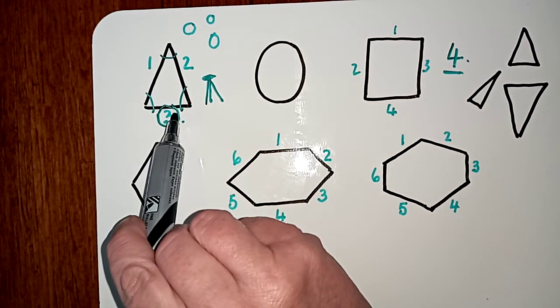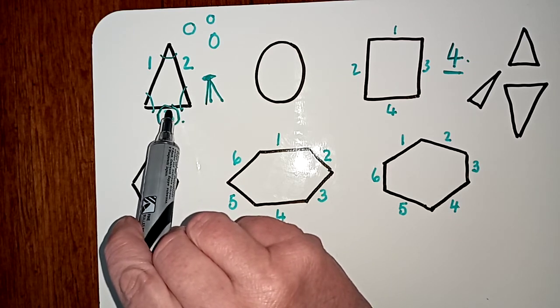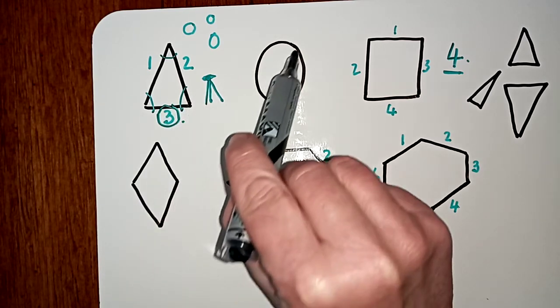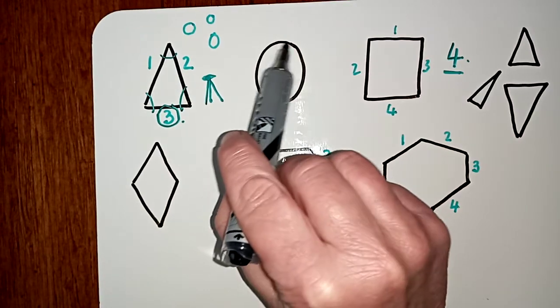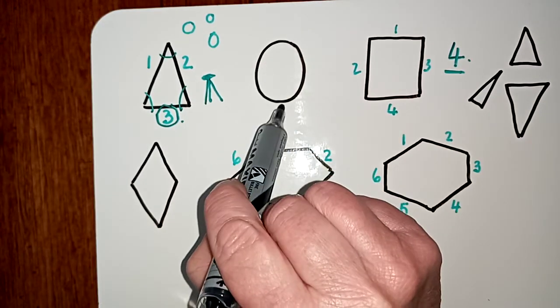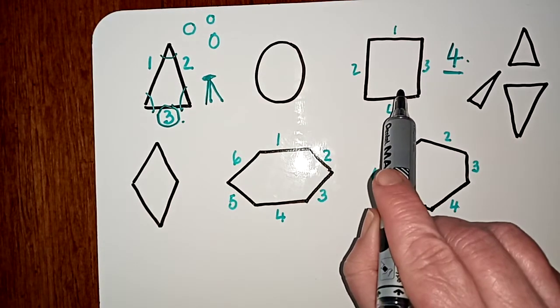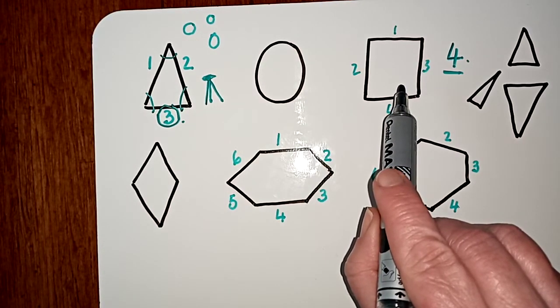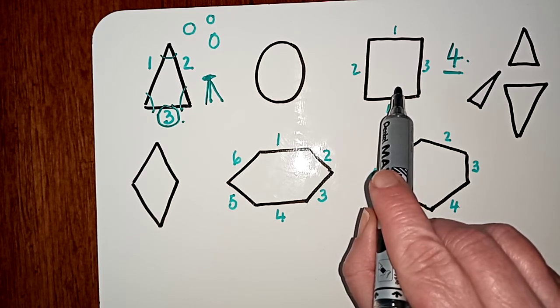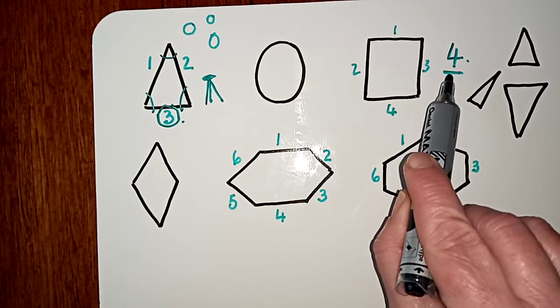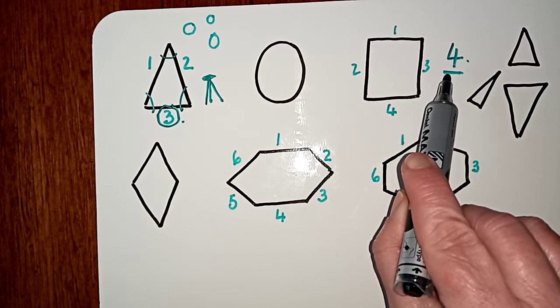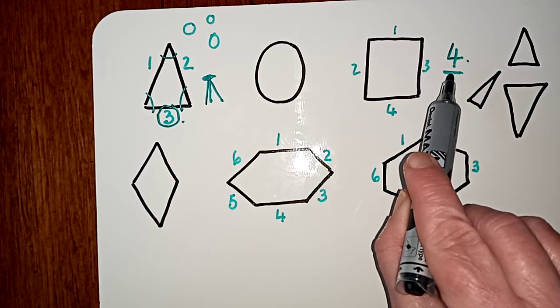3-side shape, triangle, a shape that goes all the way around, circle, a square, 4 equal sides, and the word for 4 is quad. A quad bike with those 4 big fat wheels.